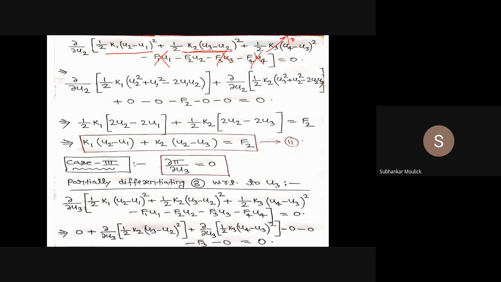So the final expression becomes k1 (u2 minus u1) plus k2 (u2 minus u3) equal to f2. That is equation number 11.